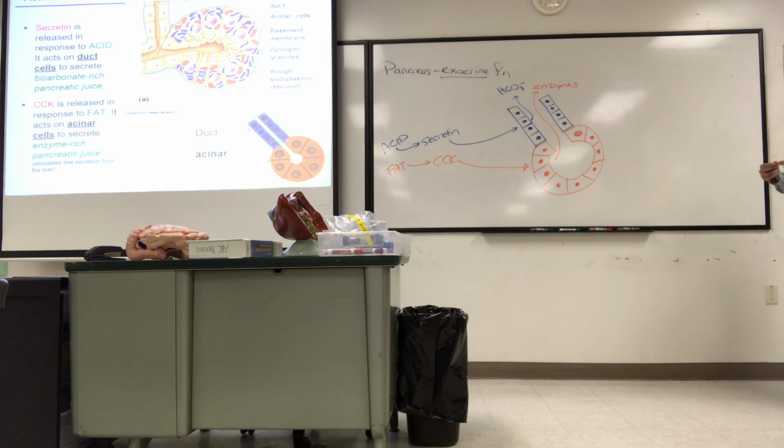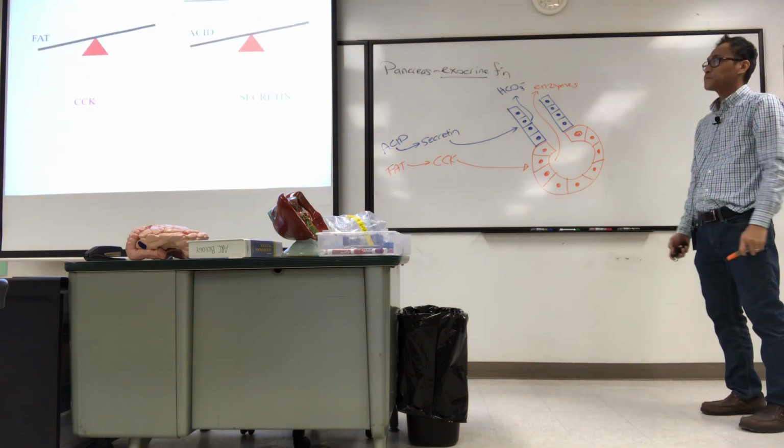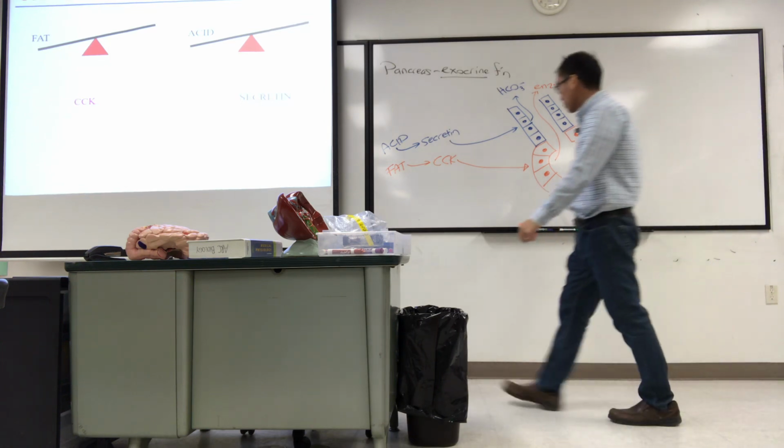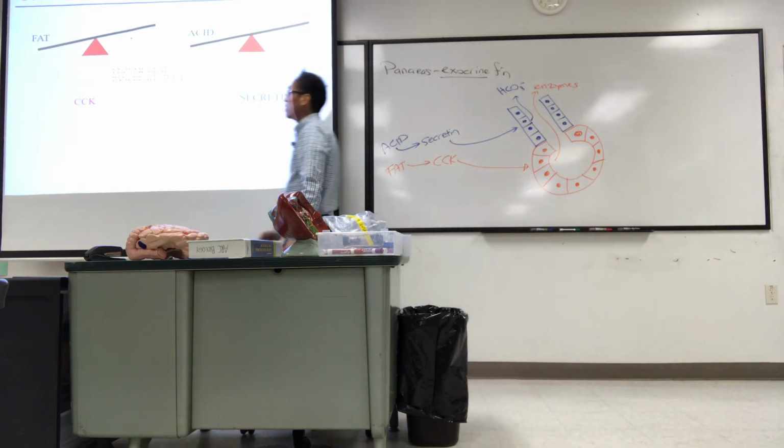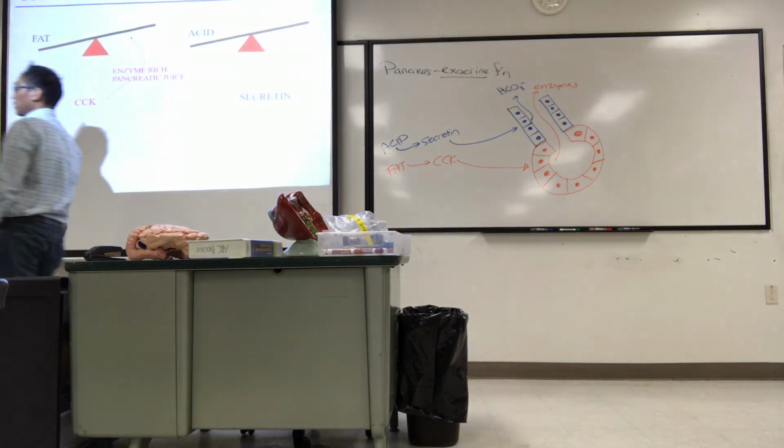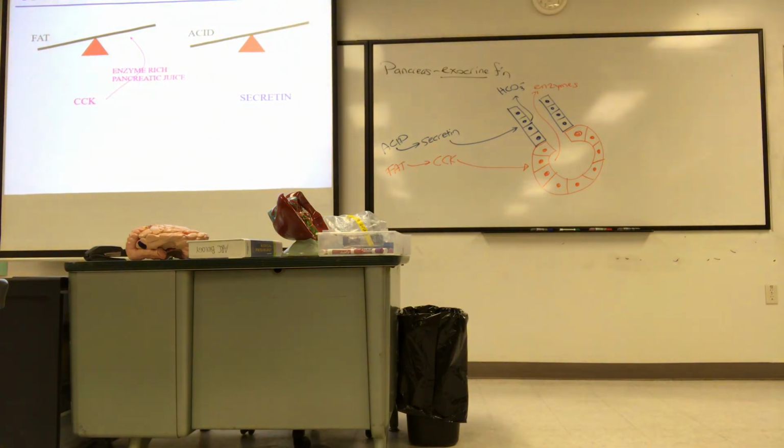Well, the other thing I mentioned on the next slide is to remember what these things do. That fat digestion is helped by CCK because there's lipases in there to help digest the fat. And the acid is neutralized by the bicarb-rich juice. So that's really the point of those juices, for fat digestion and acid neutralization.